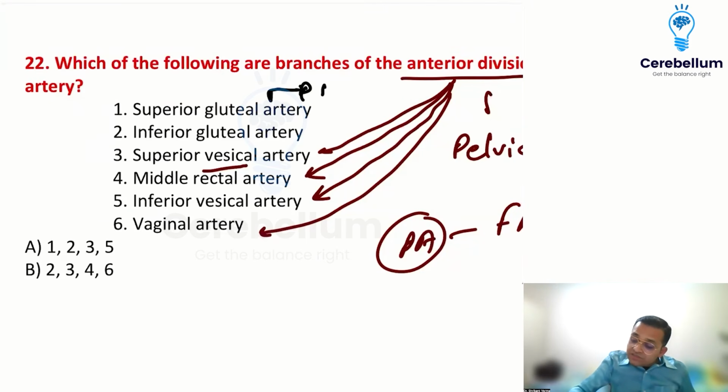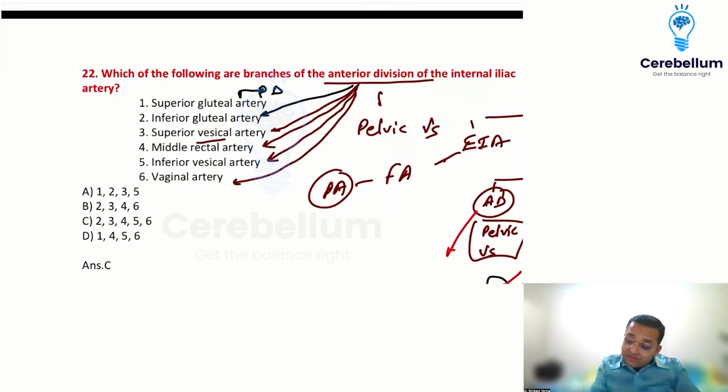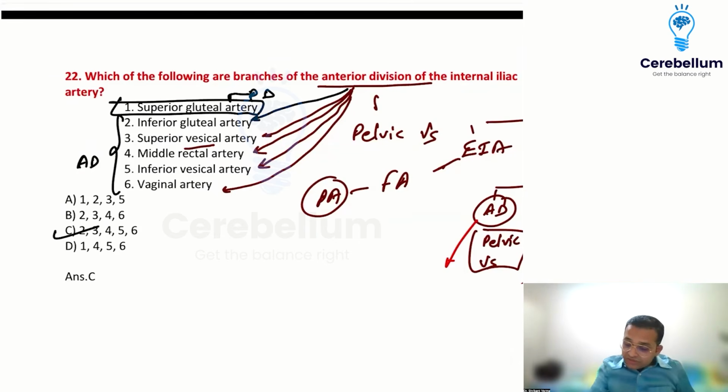So definitely these are branches from the anterior division. I told you two arteries: the inferior gluteal artery and the other was the obturator artery. These are branches from the anterior division. So you can see, according to this, all are branches from the anterior division except the superior gluteal. So the answer is 2, 3, 4, 5, 6. Chalo. Next question, number 23.